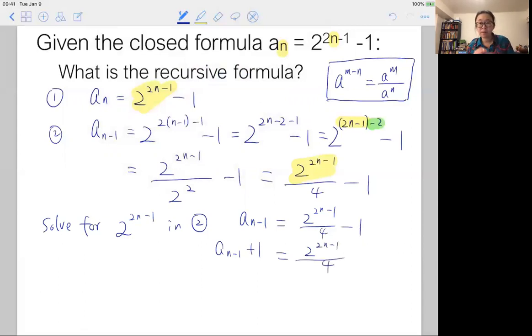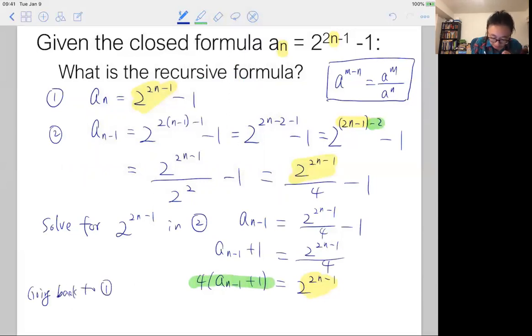And now I multiply 4 on both sides. So now I'm good. Now in this equation, I solve it for this yellow term in the form of 4 times a_{n-1} plus 1. So I can substitute this term into a_n.